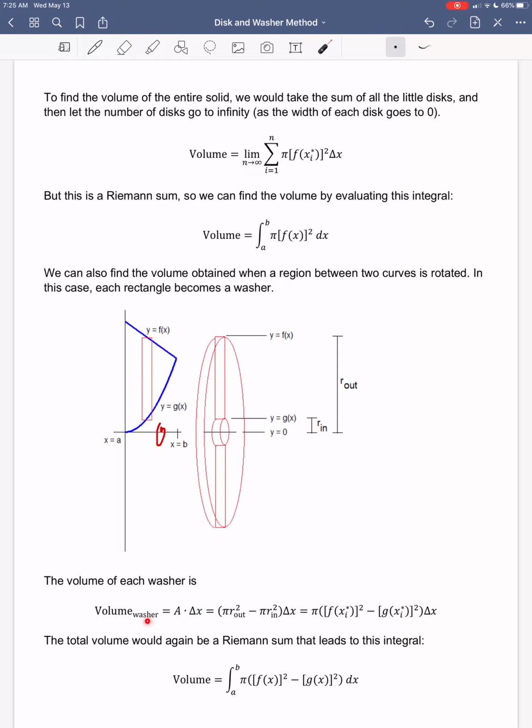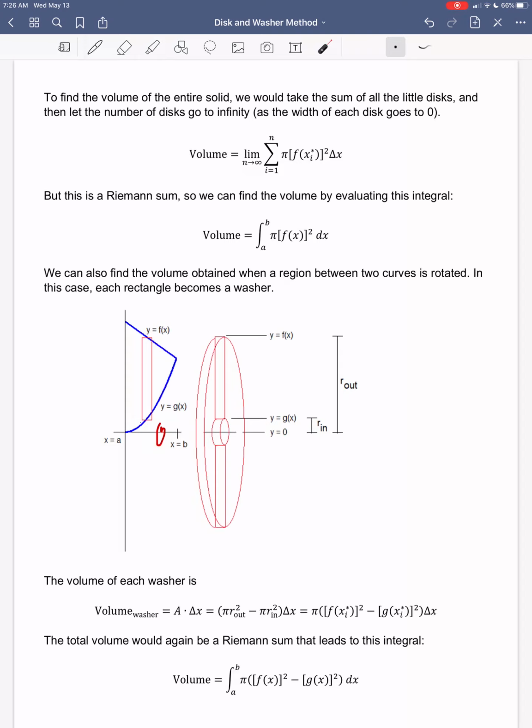The volume of one of these washers would be the area of the cross section times delta x. But for the area, I would take the outer circle's area and subtract the inner circle's area. So pi r squared outer minus pi r squared inner. So the pi could be factored out. I've got pi in both places. And the outer radius is just from this y coordinate of f of x to this y coordinate of 0. So the outer radius is just f of x sub i star. And the inner radius would just be g of x sub i star. And so I square both of those. And that leads to this kind of integral.